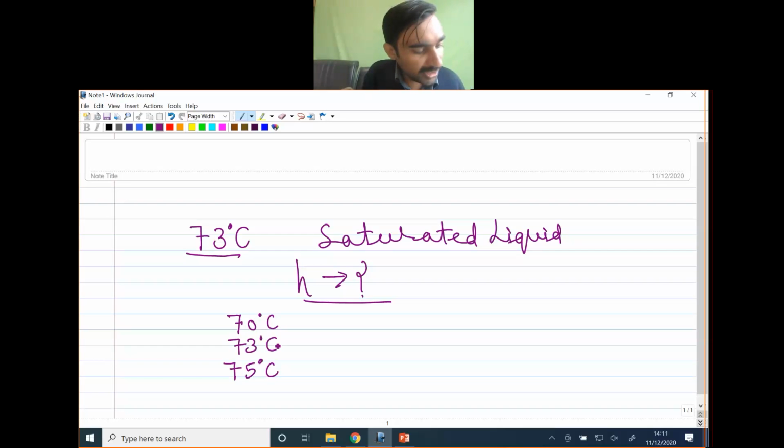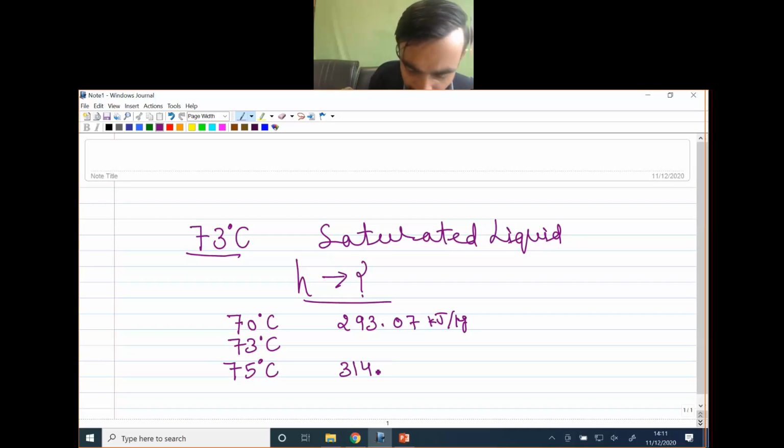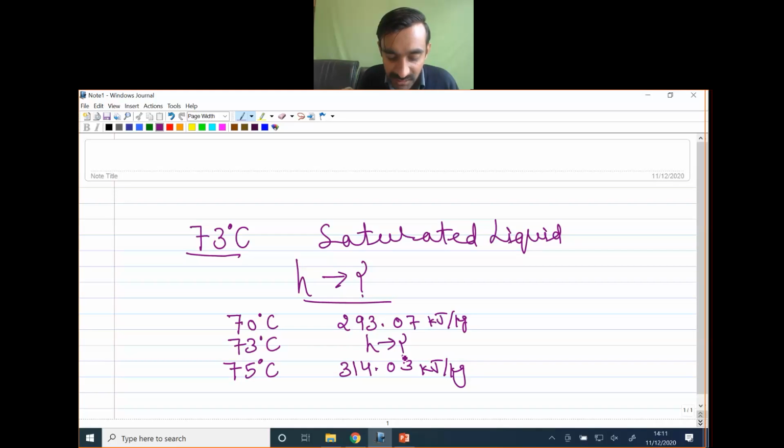Corresponding to 70, I note the value of enthalpy, which is 293.07 kilojoule per kg. Then corresponding to 75, the value of enthalpy is 314.03 kilojoule per kg, and we need to determine the value of enthalpy at 73. I suggest all of you please apply linear interpolation and try to find the value of enthalpy H corresponding to 73 degrees Celsius. However, I will also try over here.